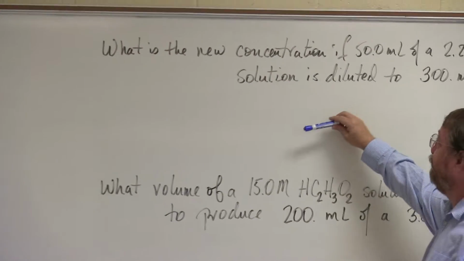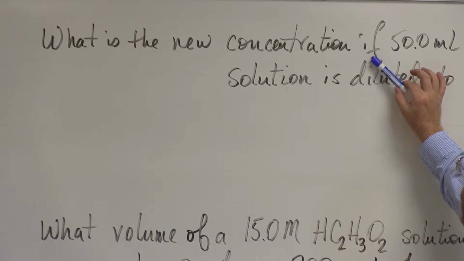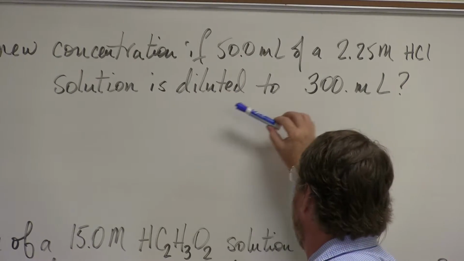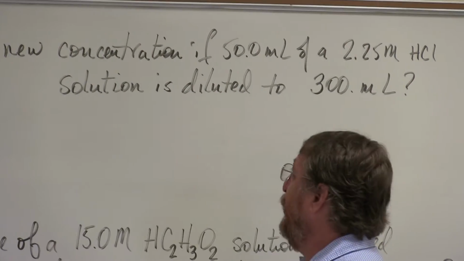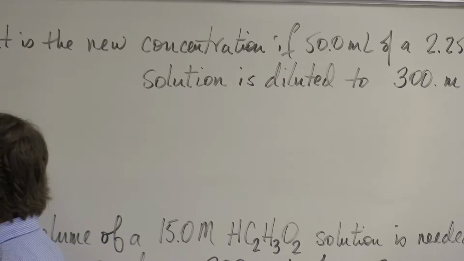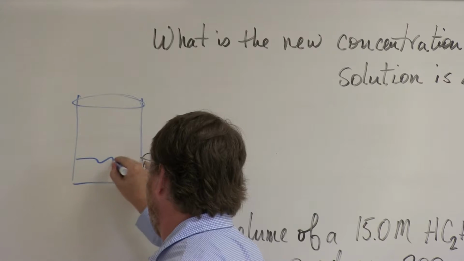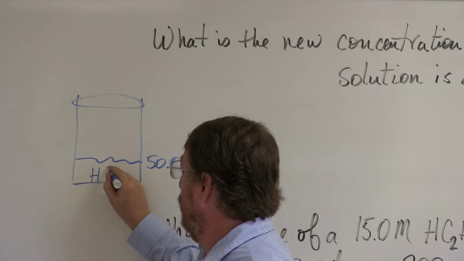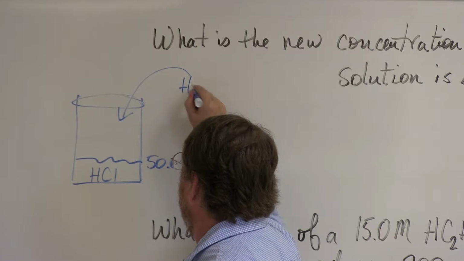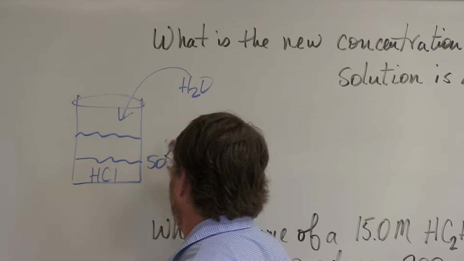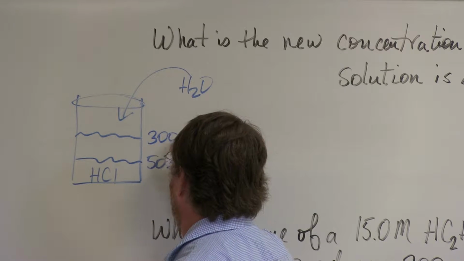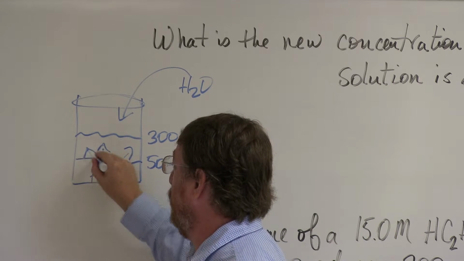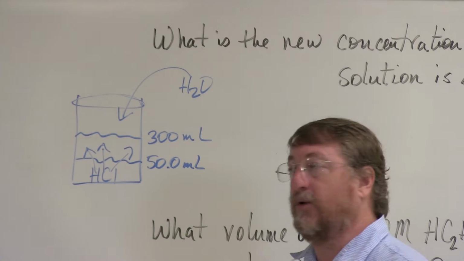Okay, we've got a couple of problems here. We want to know the new concentration if 50 milliliters of a 2.25 molar hydrochloric acid solution is diluted to 300 milliliters. So think about what's happening here. We've got a solution, and we've got 50 milliliters with a certain amount of HCl in it. Now we're going to add some water and raise the volume to 300 milliliters. At that point the HCl has spread out uniformly. It's a homogeneous solution, so it's spread out uniformly. So we have a new concentration.